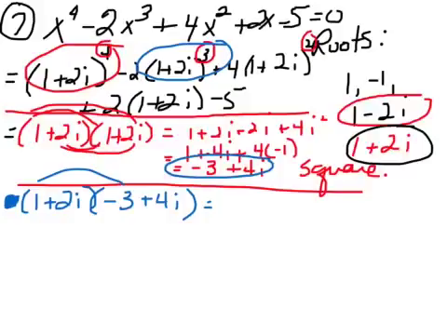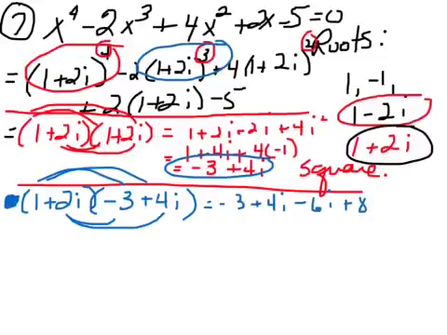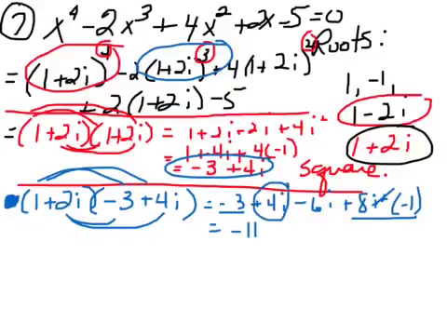1 times negative 3 is negative 3. 1 times 4i is 4i. 2i times negative 3 would be negative 6i, and 2i times 4i would be 8i squared. But we know that i squared is negative 1, so it's going to be a negative 3 plus a negative 8. That's going to give us a negative 11. And then if you combine your i terms, 4i minus 6i here would be minus 2i. So that's what we get when we cube it. So I'm going to circle that.